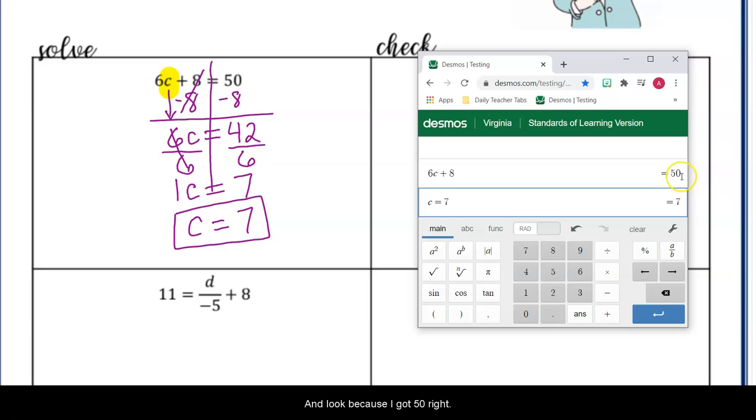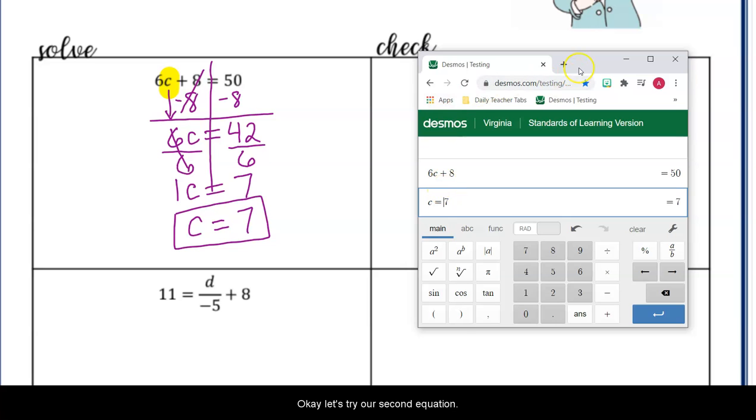And look, because I got 50, right? I put in the expression, I put in c equals 7, I got 50, just like I had here in my original equation. So I know that it's correct. Now if I put something else, let's say I accidentally get a negative 7. Now notice if I put in negative 7, that's not the right answer. I don't get 50 over here. So let's go back and put the correct answer.